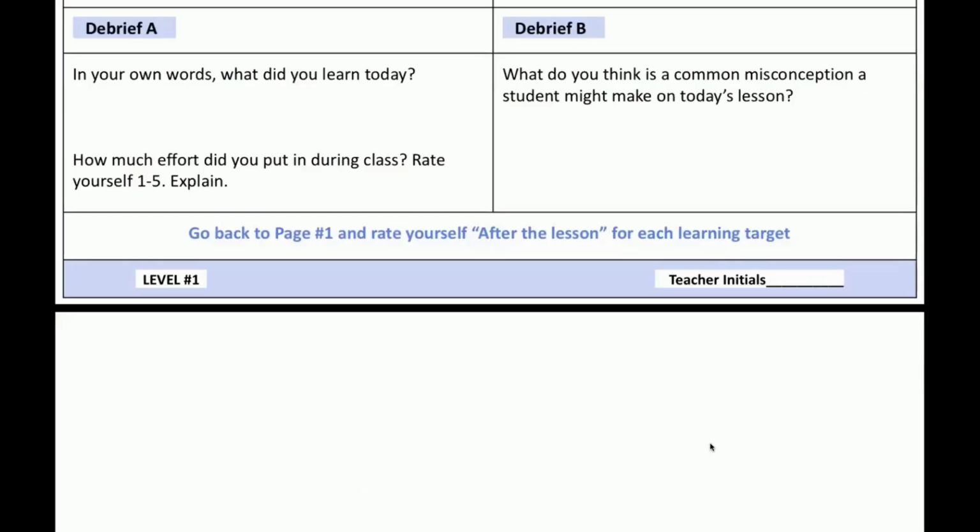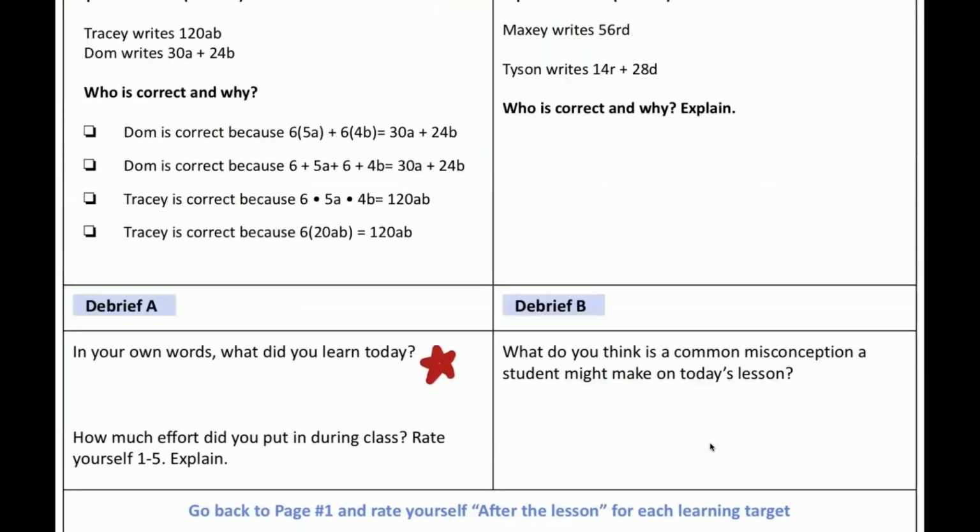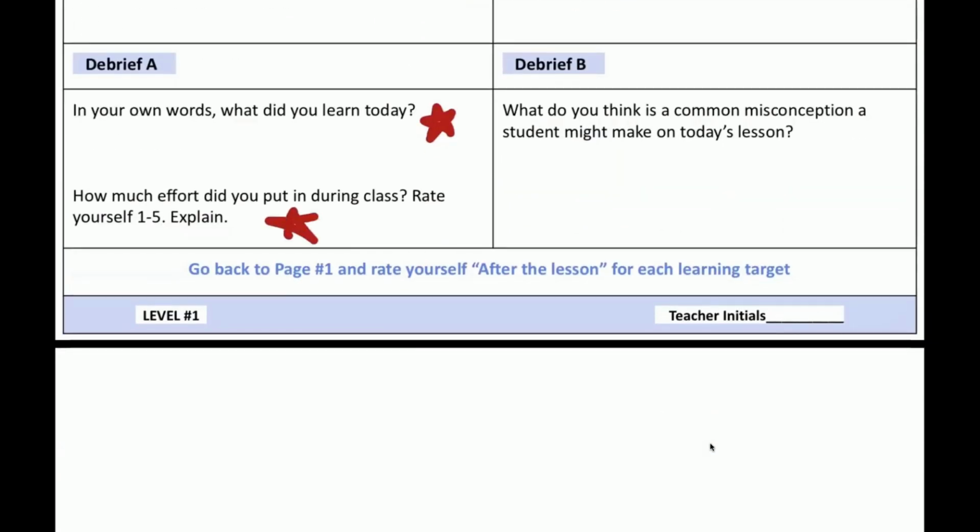Before we wrap up today, make sure to complete our debrief problems. In your own words, what did you learn today? How much effort did you put in class? Rate yourself 1 through 5. 1 is the lowest, 5 is the highest. And what do you think is a common misconception or a common mistake students might make with distributive property? Once you've answered these 3 problems, you're going to go back to page number 1 and rate yourself after the lesson. So now that we've gotten some more practice, you'll rate yourself 1 through 5 on our learning targets. And then don't forget, check in with your teacher if they want you to.